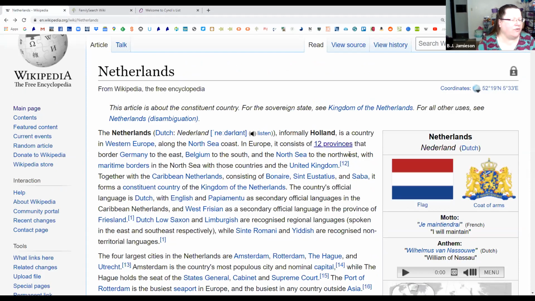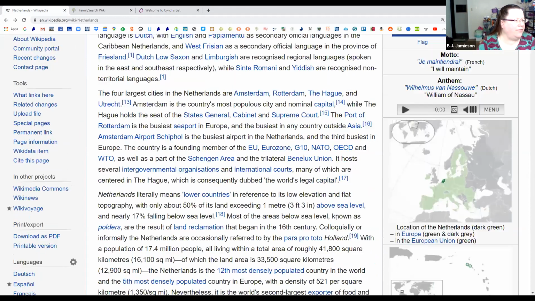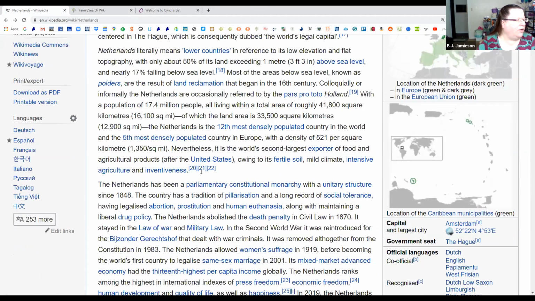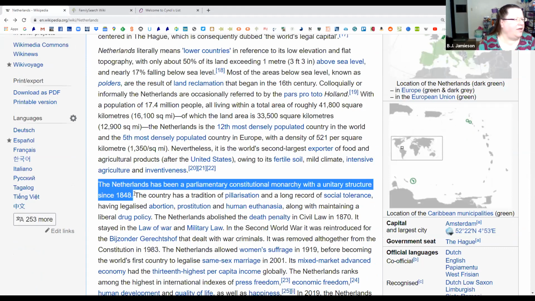So the internal structure is one of the things I'm looking at. And the other thing I'm looking for is this. It's basically had the same political structure now since 1848. And that can be helpful just in terms of knowing, did you have turbulent governments? If you look at the same information for France, there's several different things turning over, and that may have an impact on the records.